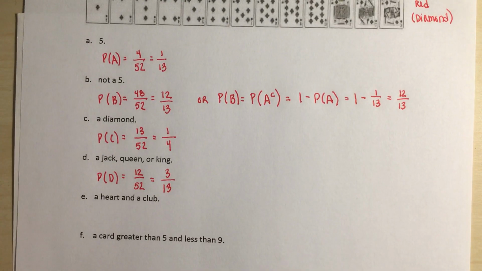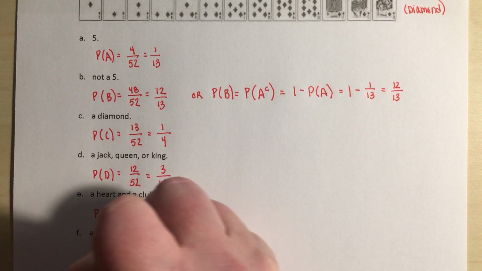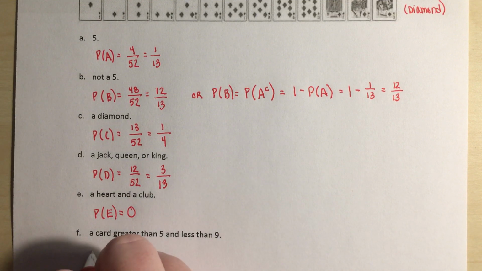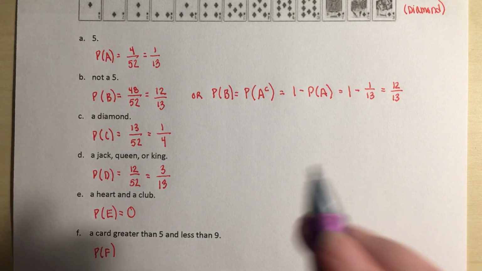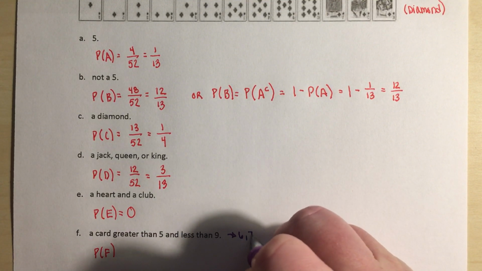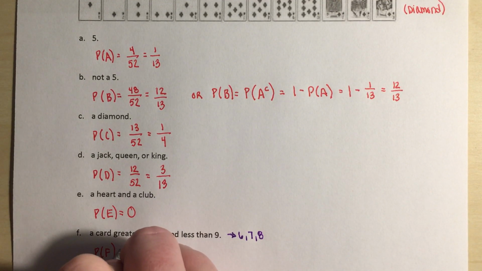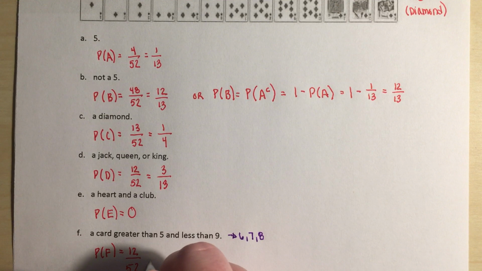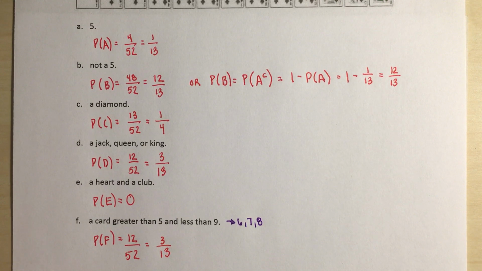Our probability of drawing a heart and a club, well, that's impossible. It's impossible for a card to be both a heart and a club. Right? So draw a card greater than 5 and less than 9. What that really means here is that we are drawing either a 6, 7, or 8. We have 4 of each of those numbers. So it gives us 12 total. 12 over 52 also reduces to 3 over 13, just like our probability for D did.